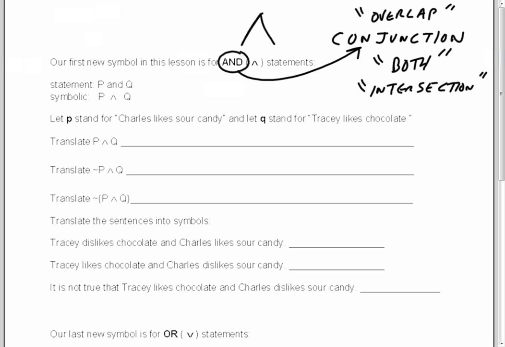Let's translate. P stands for Charles likes sour candy. Q stands for Tracy likes chocolate. If you see that symbol, just group them together. Charles likes SC, sour candy. If I do an abbreviation, you're allowed to do an abbreviation. I don't want to write down if then. I don't see any arrows. I see this symbol. I write down and.